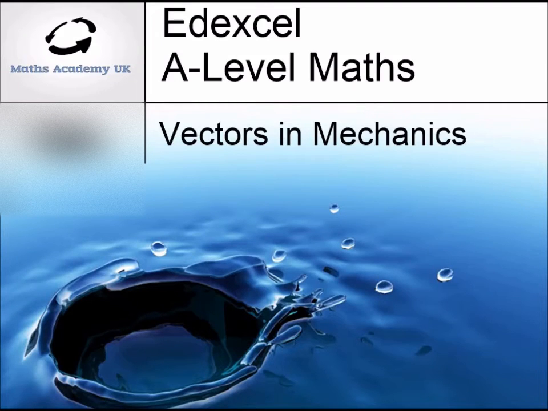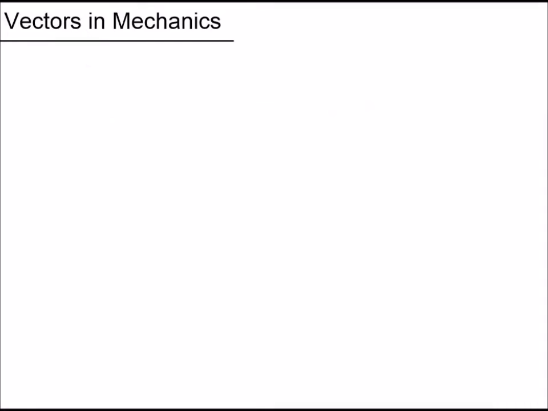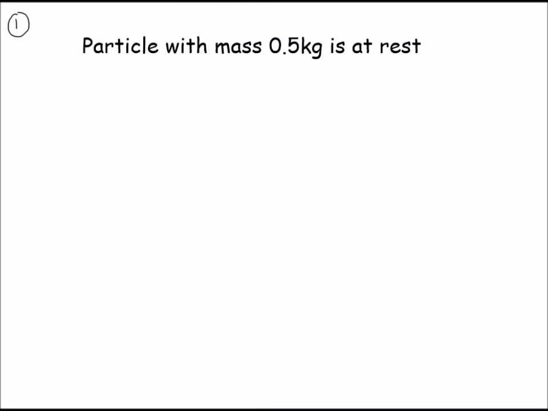Vectors in mechanics. A particle with mass 0.5 kilograms is initially at rest. Three forces act on the particle, and these forces are given in vector form.